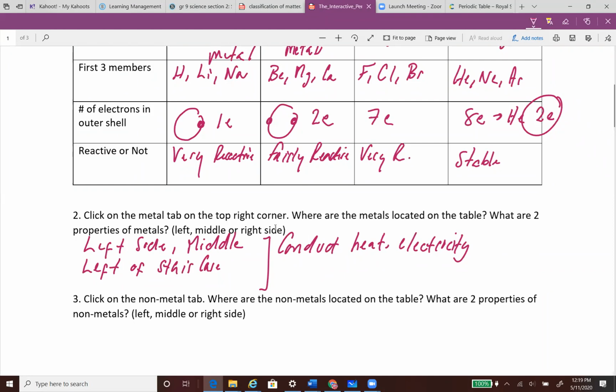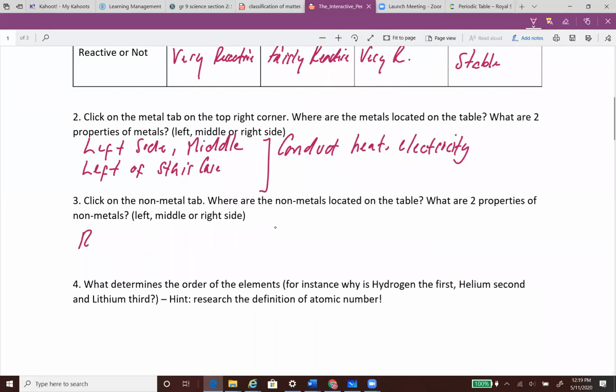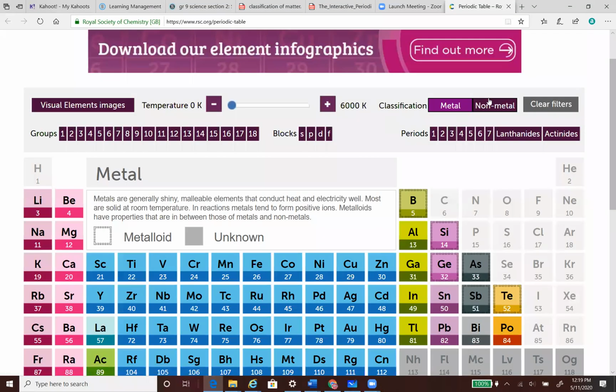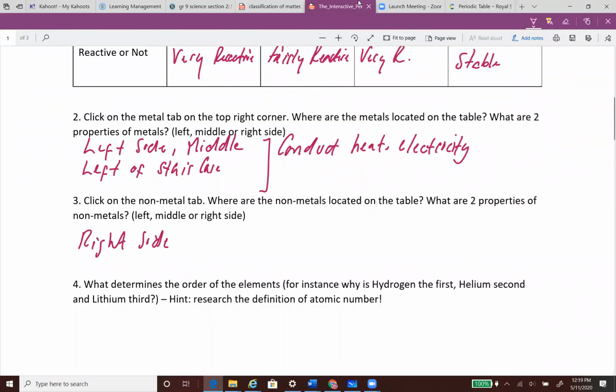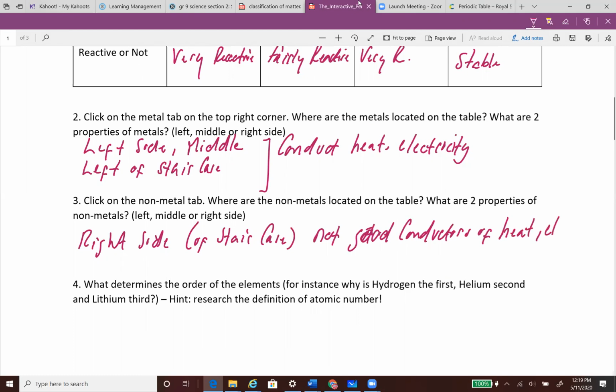If you look at nonmetals, nonmetals will therefore be on the right side, or we could say the right of that staircase. Nonmetals are on the right side. You can see there's that staircase. They're on the right side of that staircase. And what's true is the opposite, that they are not good conductors of heat and electricity. So that's kind of like the opposite.